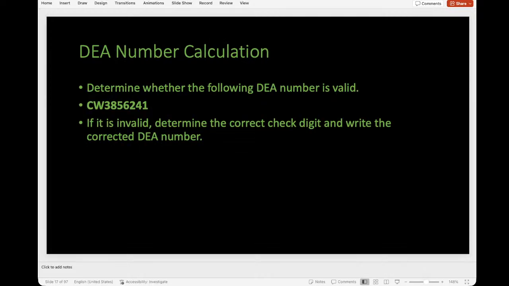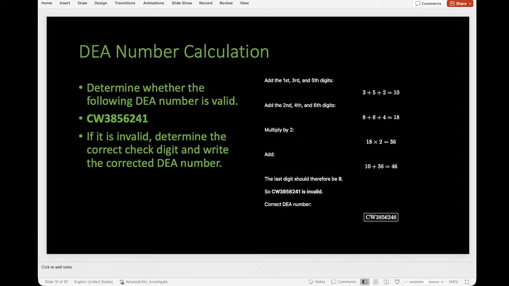So this is another practice problem on DEA number, just to check to make sure what the DEA number should be. Here in this case, it looks like the DEA number was invalid, so you would write out the correct DEA number, and that would answer this question.